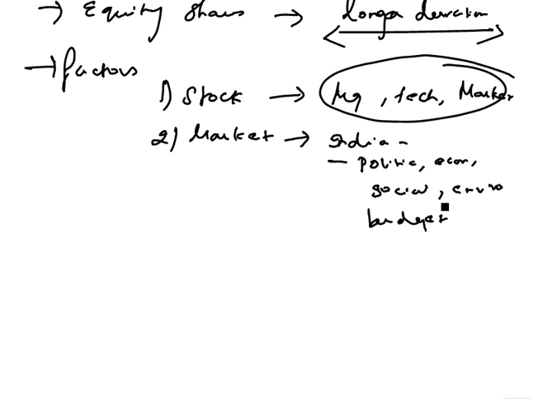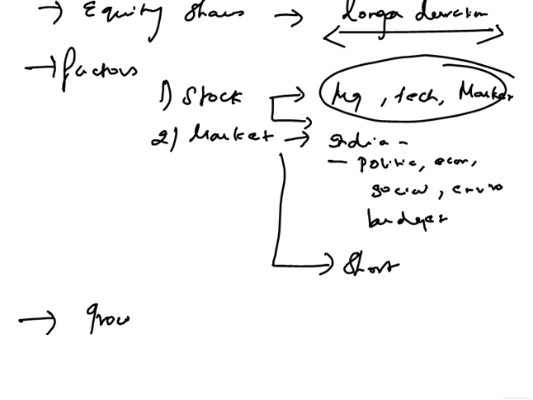However, one must see that the effect of this market specific factor is short when compared to the stock specific factor. The effect is long. So there is one thing we must know. There are two types of stocks. One is called growth stock. Another one is called value stock. So let's see what is the growth stock.